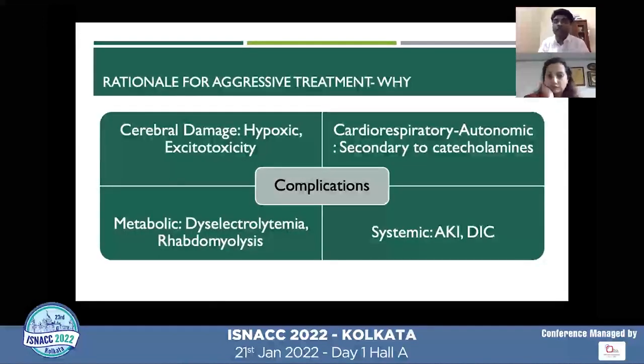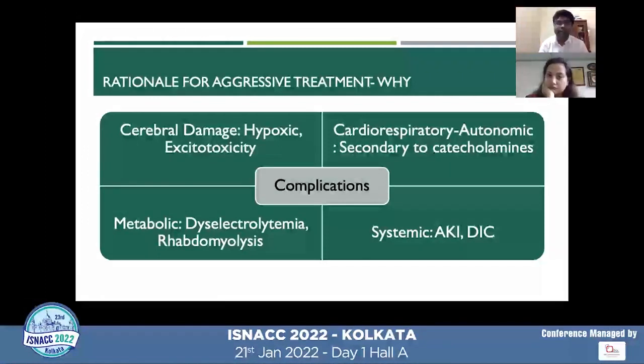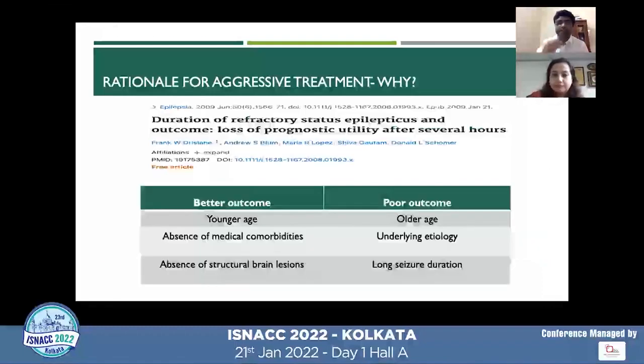So what is the rationale for aggressive therapy in such patients? Basically, it is because of the dreaded complications. The most important complication is cerebral damage, the hypoxic insults which result from the status epilepticus because of the excitotoxicity. There are cardiorespiratory and autonomic complications which are secondary to the catecholamine surge during the status epilepticus. Dyselectrolytemias, rhabdomyolysis, acute kidney injury, and disseminated intravascular coagulation are the other metabolic and systemic complications of status epilepticus.